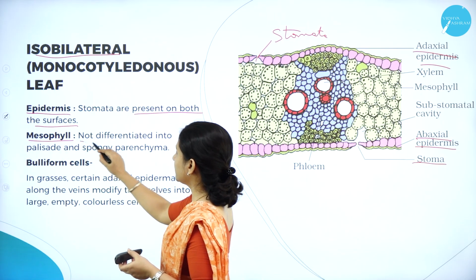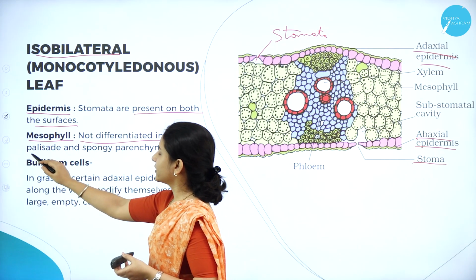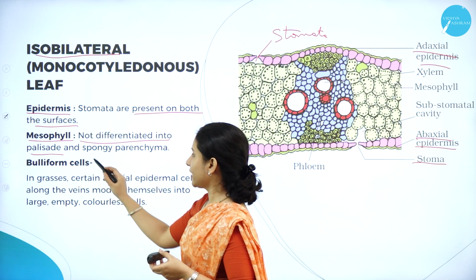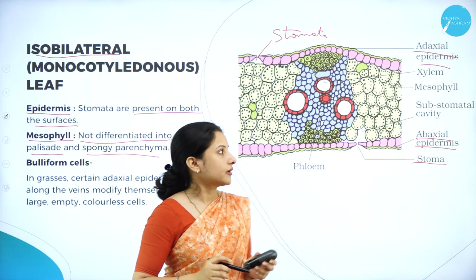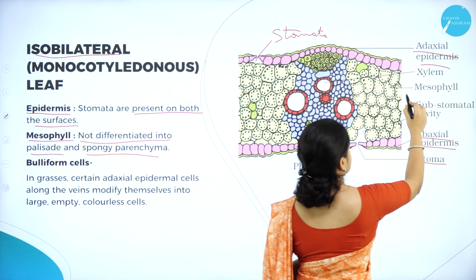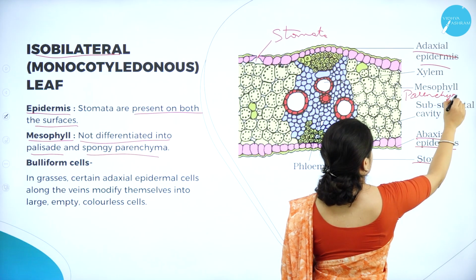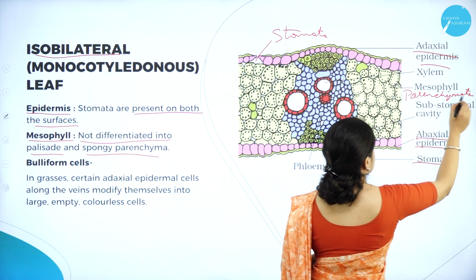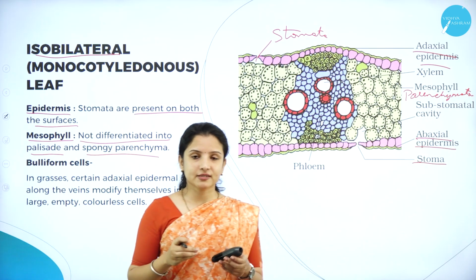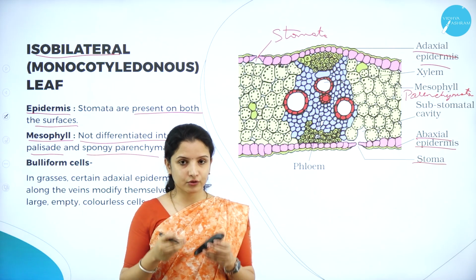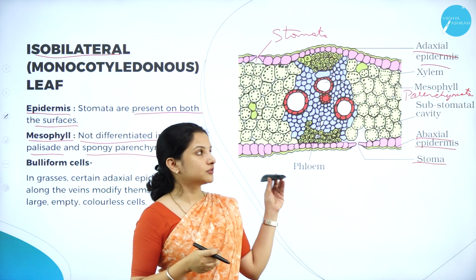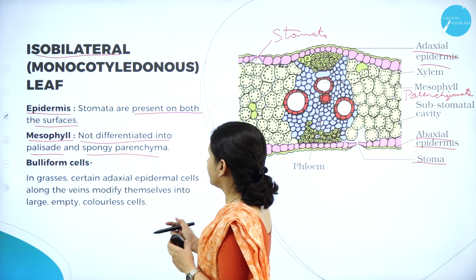So the parenchyma cells are not differentiated into palisade parenchyma and spongy parenchyma. The mesophyll is completely parenchymatous, and I told you why it is called mesophyll: because it is made up of parenchymatous cells which have chlorophyll pigments in them. That is why it is called the mesophyll.